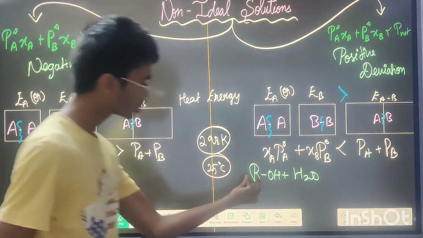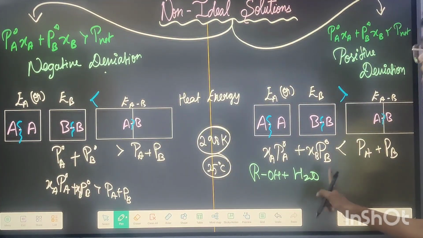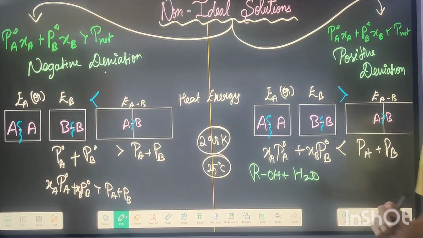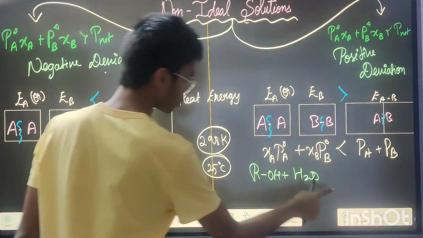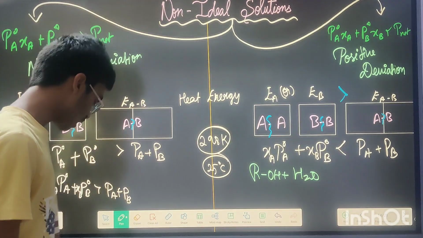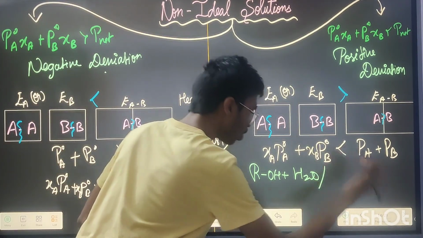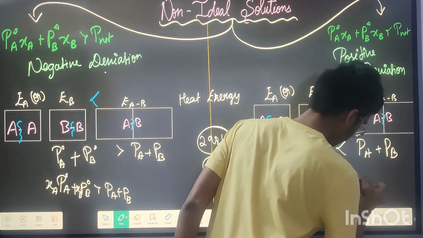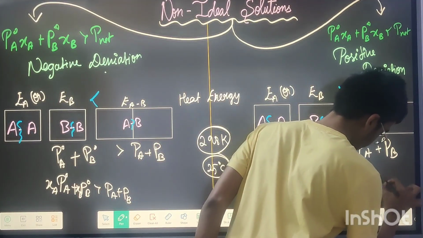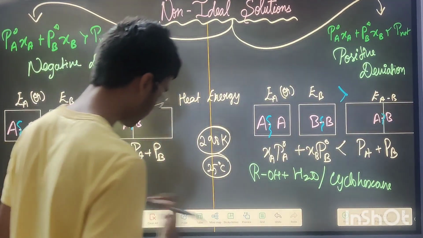What is this ROH? R means alkyl, and OH is alcohol. So alcohol plus water will always give you positive deviation only. Then after that you also have alcohol plus cyclohexane. Then or else you can also use acetone plus hexane.